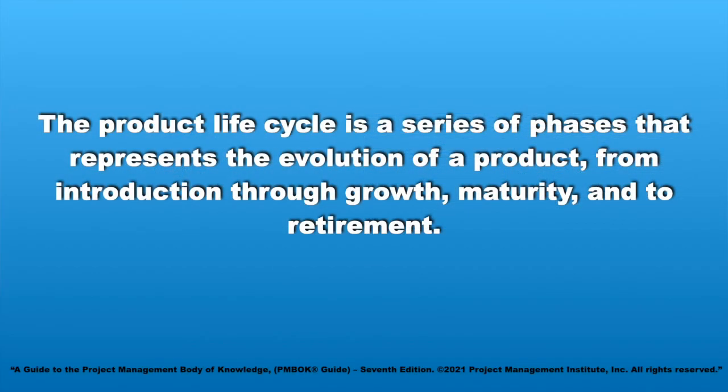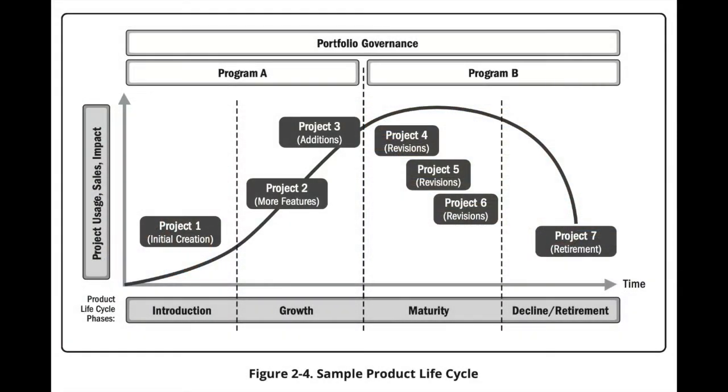What is the product life cycle? The product life cycle is a series of phases that represents the evolution of a product from introduction through growth, maturity, and to retirement. Let's see a sample product life cycle. What does this graphic tell us? Within the portfolio governance, product management may initiate programs or projects at any point in the product life cycle.